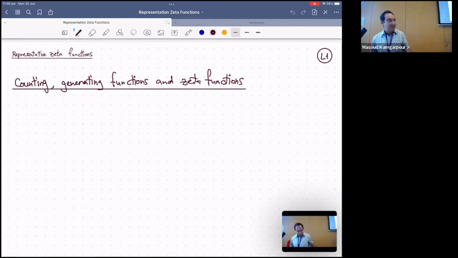Thanks, Masood. Good morning, good afternoon, everyone. I'm going to tell you about representation zeta functions. This is a fairly young area of research, but it builds on other things, and it's also connected to many other areas, and I will bring them up as we go on.